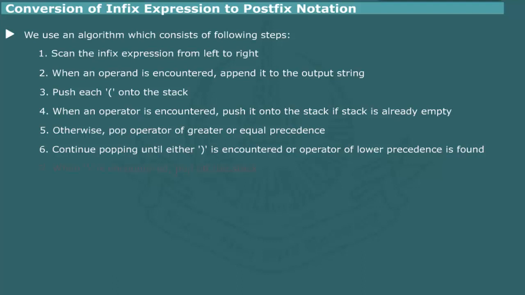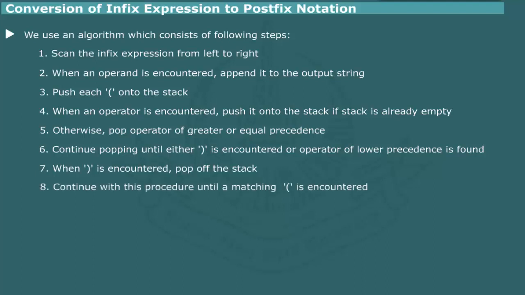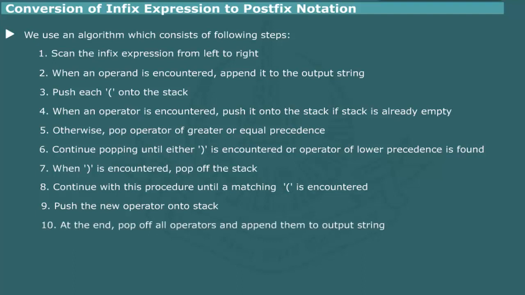Number 5. When a right parenthesis is encountered, pop off the stack and append the popped operators to the end of the output string. Continue with this process until a matching left parenthesis is encountered, which should also be popped and discarded. Push the new operator onto the stack. Number 6. When the scanning process is complete, pop off all operators from the stack and append them to the output string.